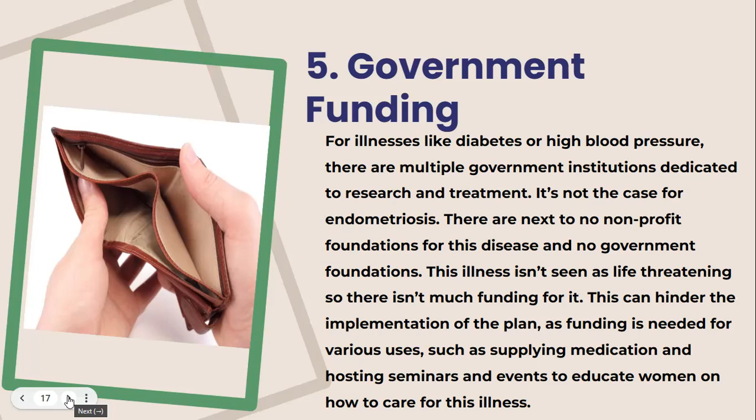This can hinder the implementation of the plan, as funding is needed for various uses such as supplying medication and hosting seminars and events to educate women on how to care for this illness. So if we would like to have seminars and educated women, we will need to hire speakers, we will need to get venues and stuff like that. And if we don't have government funding, then we will not be able to carry out our prevention plan.